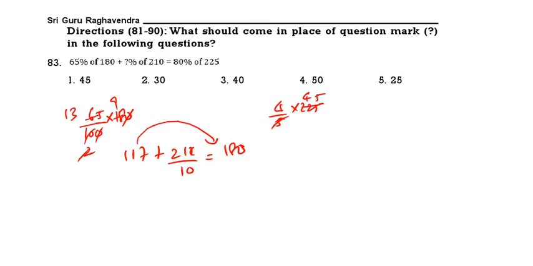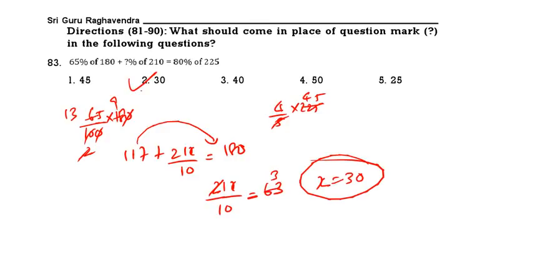Send this 117 to the other side, it becomes minus. So 21x by 10 is equal to 63. Then x is equal to 30. The answer is 30. Option 2. Option 2 is the correct answer.